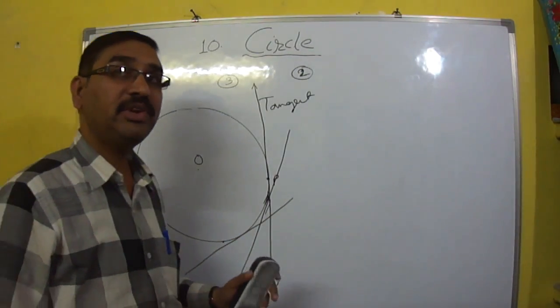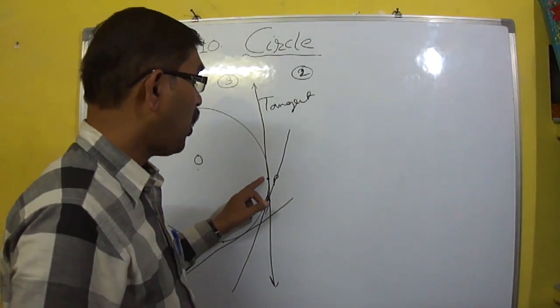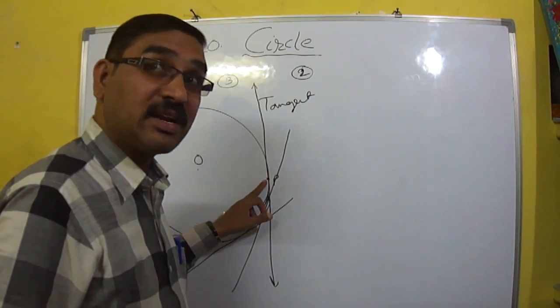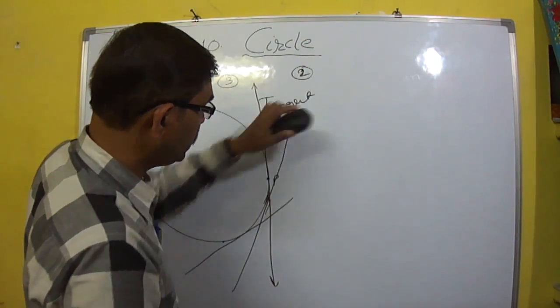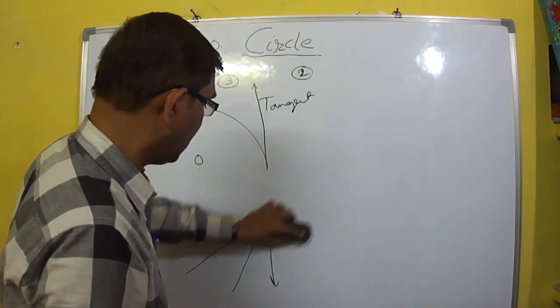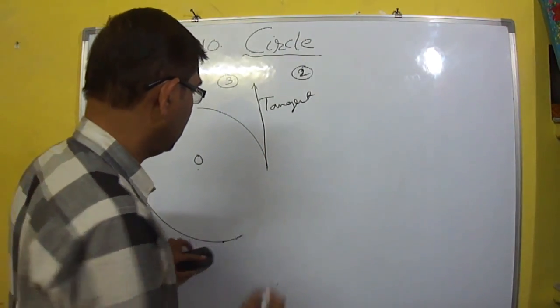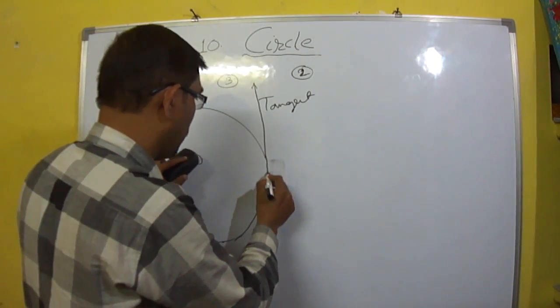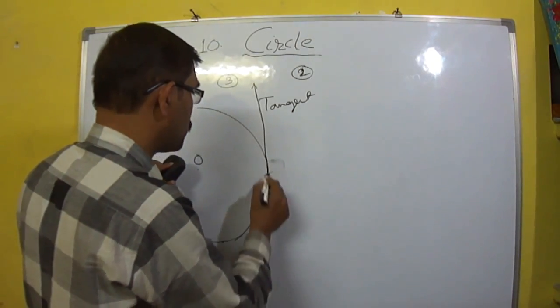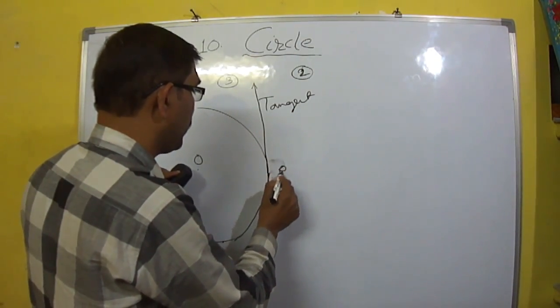तो टेंजेंट, व्हाट इज द डेफिनेशन ऑफ टेंजेंट? टेंजेंट कैन ड्रॉ फ्रॉम ओनली वन पॉइंट ऑफ ए सर्कल. This point from which tangent is drawn. This is a P point, okay? And from this point this tangent is drawn. This is a P point.